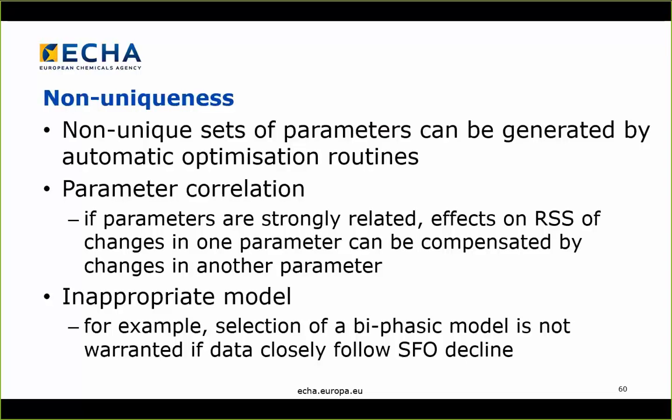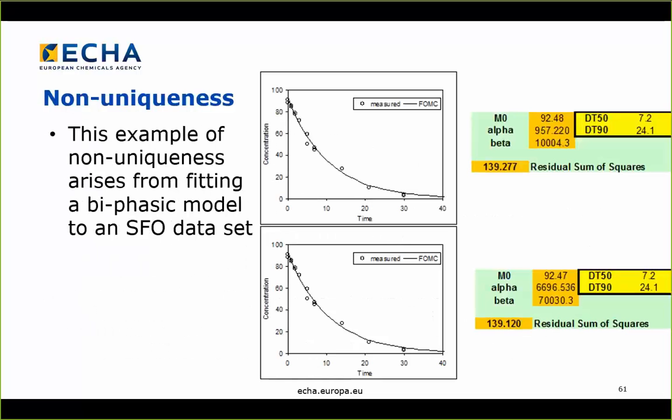Another example is biphasic fits. They're using a biphasic model, but the data is truly single first order data. In that case, you'll also find that alpha and beta, such as in this example, can be very different from each other, and you still end up with the same results. So in these two graphs, you can see alpha and beta, so 957 and 10,000. And in this one, alpha is 6,696, and beta 70,030. They're very different parameter values. However, the residual sum of squares are comparable, and your DT50 and DT90 are identical.